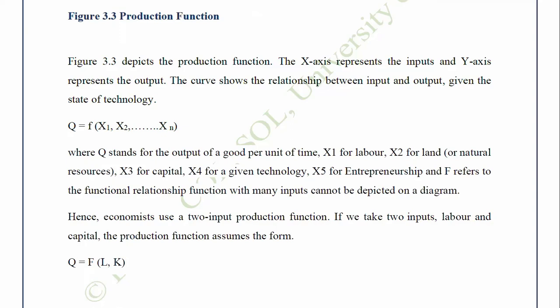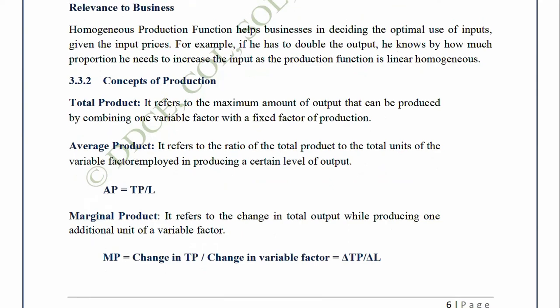Function with many inputs cannot be depicted on a diagram. Hence, economists use a two-input production function. If we take two inputs, labor and capital, the production function assumes the form Q equals a function of labor and capital. Relevance to business. Homogeneous production function helps businesses in deciding the optimal use of inputs given the input prices. For example, if he has to double the output, he knows by how much proportion he needs to increase the input as the production function is linear homogeneous.